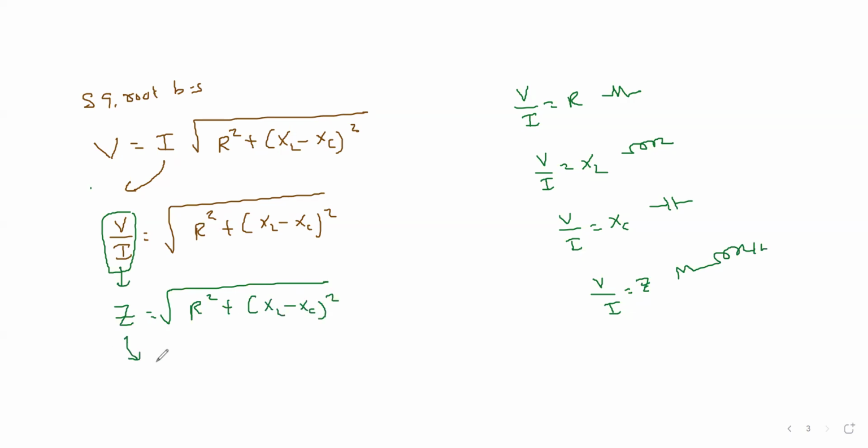So the Z is called what? Impedance. Impedance means it is a collective resistance. Any doubt you can ask me now.